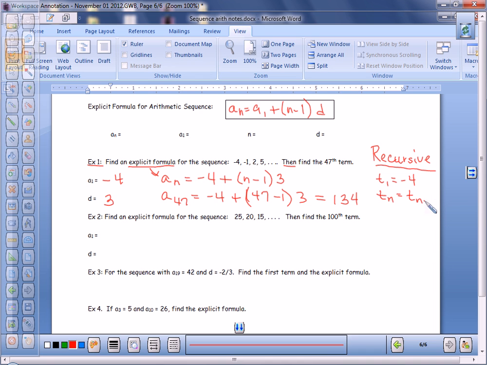Now, most of us can look at this and go, I'm adding 3, I'm adding 3, I'm adding 3. And I have seen people on a test do this, where they didn't bother to learn the formula, and I ask them for the 62nd term, and so on their calculator they go, plus 3, plus 3, plus 3, until they get to 62 times. Now, that is the part of the limitation of the recursive formula.